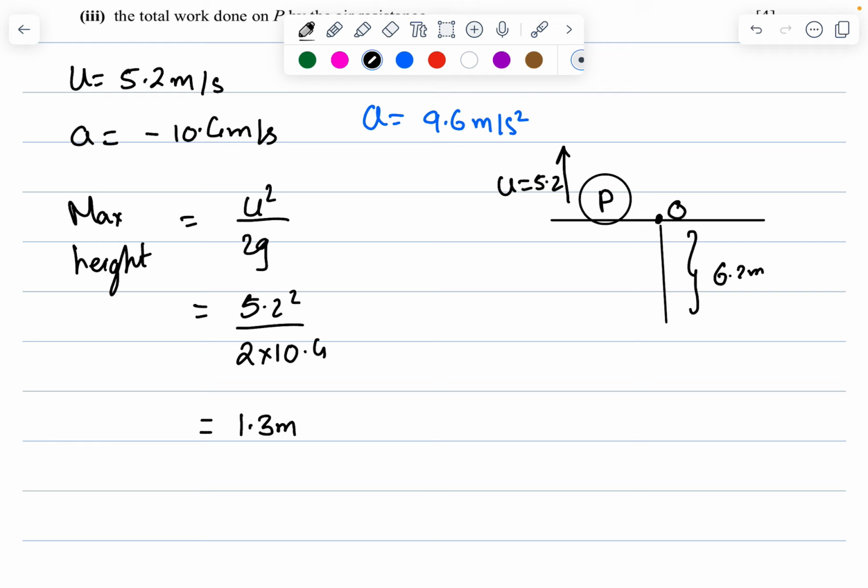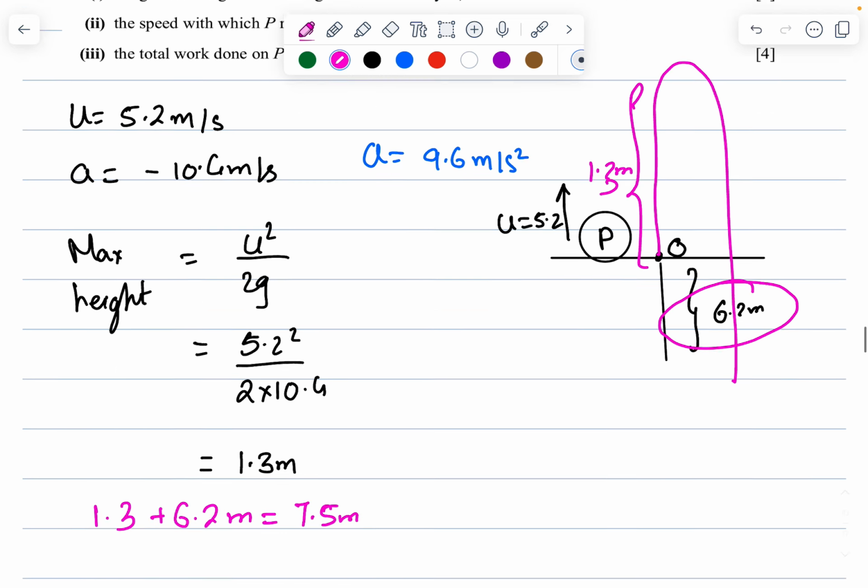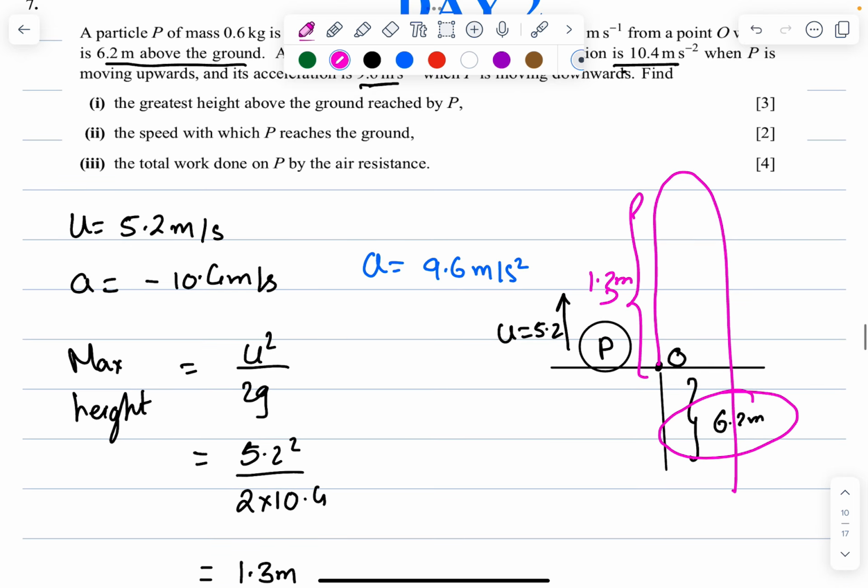But what is he asking about the ground? So we need to add this 6.2 meters also, which is going to be 7.5 meters. So maximum height is reached by it, it goes like this. This height is going to be 1.3 meters. So the total height is going to be 1.3 plus 6.2, which is 7.5 meters.